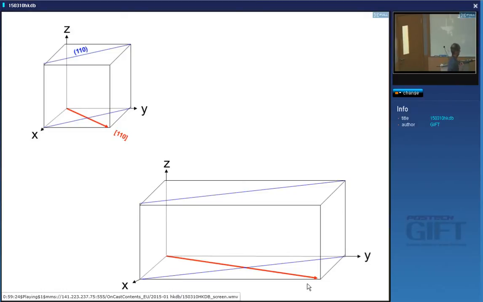Okay, so when the indices are the same, 110 plane, 110 direction, it doesn't mean that the 110 direction is at 90 degrees to the plane if it's not cubic. Okay, so we will deal with that later.